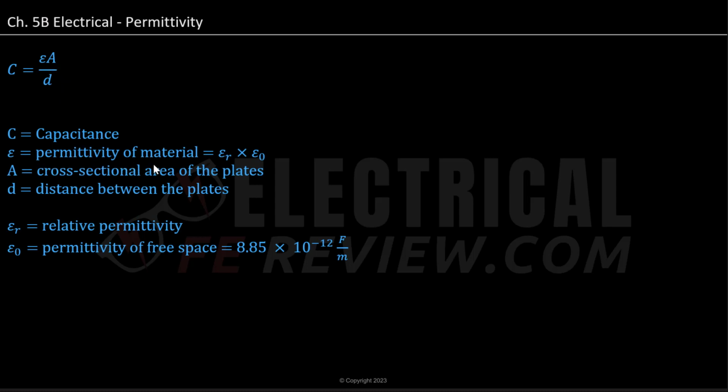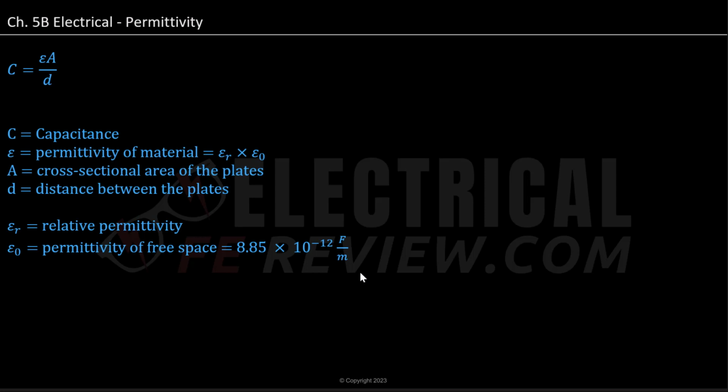where epsilon is our permittivity of the material, which can also be defined as the relative permittivity times the permittivity of free space. For A, we have our cross-sectional area of the plates as previously shown, and d, which is our distance between the plates, also previously shown. For permittivity of free space, which is epsilon naught, it is equal to 8.85 times 10 to the negative 12th power in farads divided by meters.